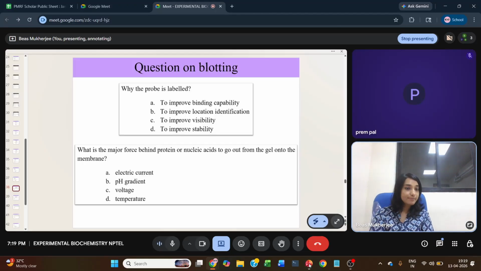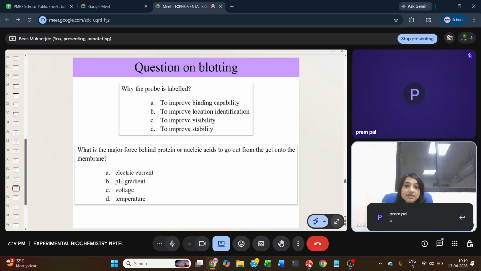Why is the probe labeled? To improve binding capacity, to improve location identification, to improve visibility, or to improve stability. What is the major force behind protein or nucleic acids to go out from the gel onto the membrane? Electric current, pH gradient, voltage, or temperature. Which one do you think? B. B is to improve the location identification.